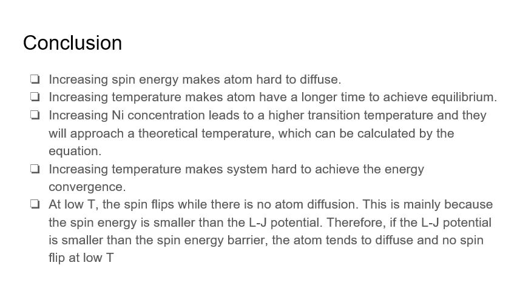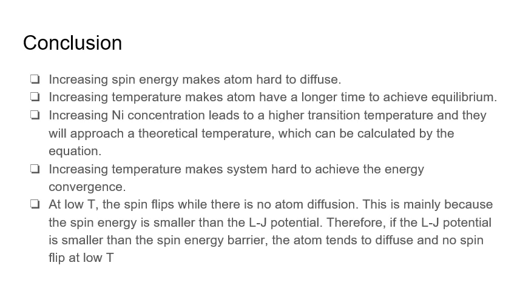In conclusion, increasing spin energy makes atoms hard to diffuse. Increasing temperature makes atoms take a longer time to achieve equilibrium. Increasing nickel concentration leads to a higher transition temperature, and they will approach a theoretical temperature, which can be calculated by the equation. Increasing temperature makes this system hard to achieve energy convergence.